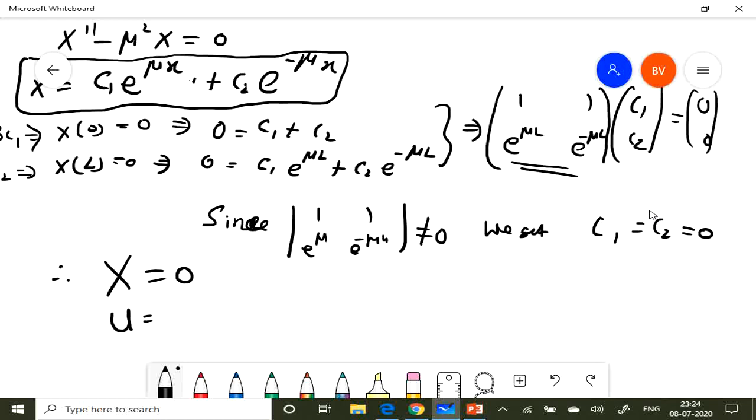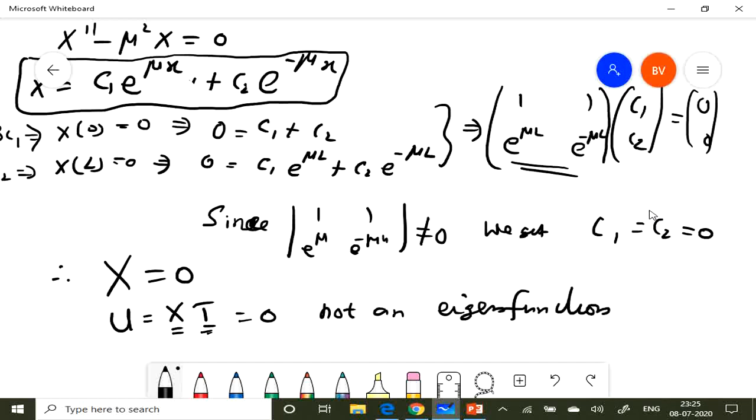Therefore u, which is x times t, when x is 0, whatever the value of t, we don't need to check what is t. X is 0, so u is 0, not an eigenfunction, because it's 0. So the only remaining case is lambda is positive. Let us try that as well.